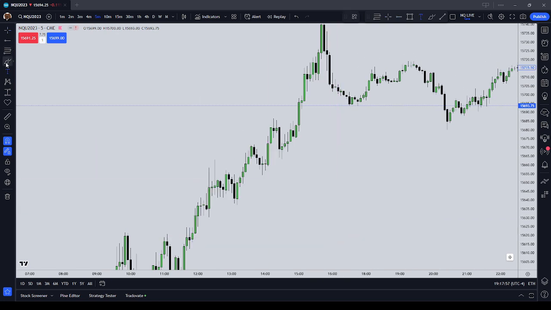Say that we get long again above these three black candles, or just above that one. Okay, what's our target?